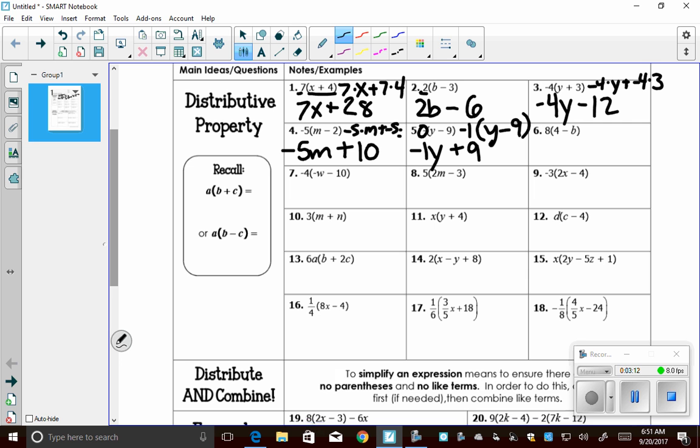Number 6, 8 parentheses 4 minus b parentheses. This one's a little bit different just because instead of your variable being written first in the parentheses, it's written last. But you do it the same way you do the other ones. You just multiply within the parentheses. So I'm really going to have 8 times 4 plus 8 times negative b. So 8 times 4 is going to give me 32. And 8 times negative b is going to give me negative 8b.